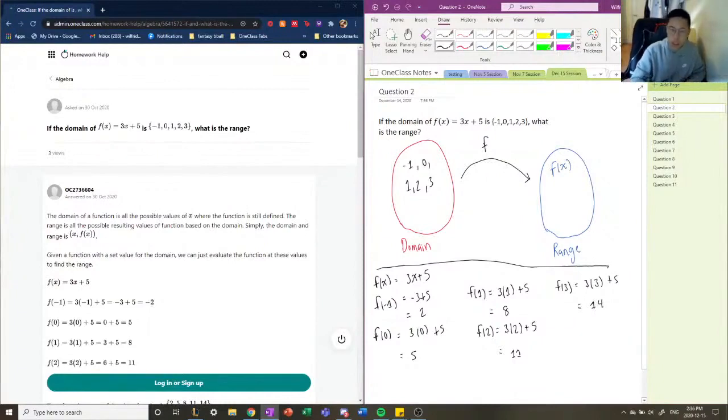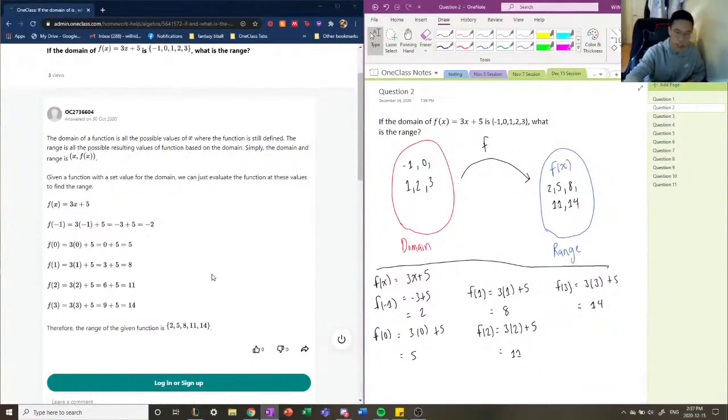Okay, cool. Now we have found our range, and I'm going to input it into our bubble here, which is 2, 5, 8, 11, and 14. This makes sense for our range because in our domain we're given 5 values, so our output should also be 5 values. That helps confirm that this is indeed our range with this restricted setup for our domain. That's how you solve the problem.